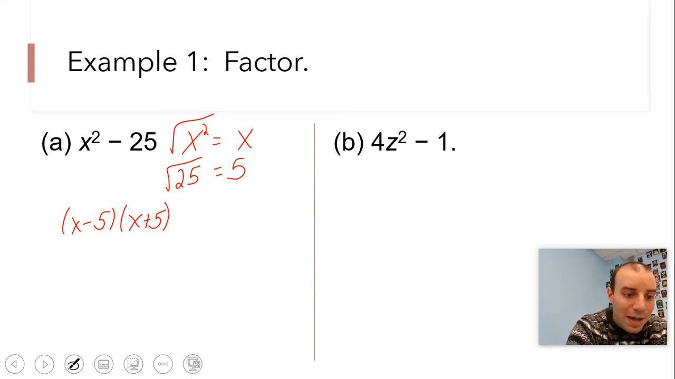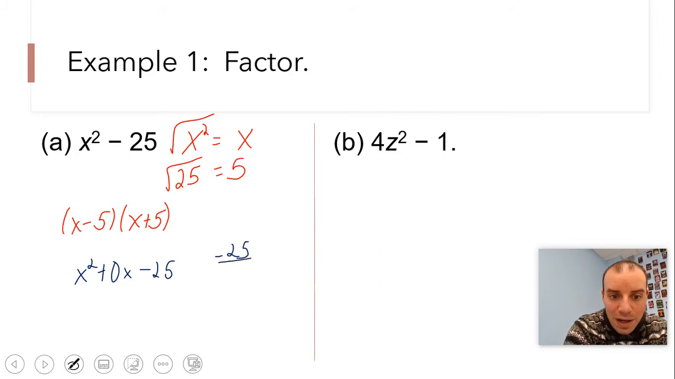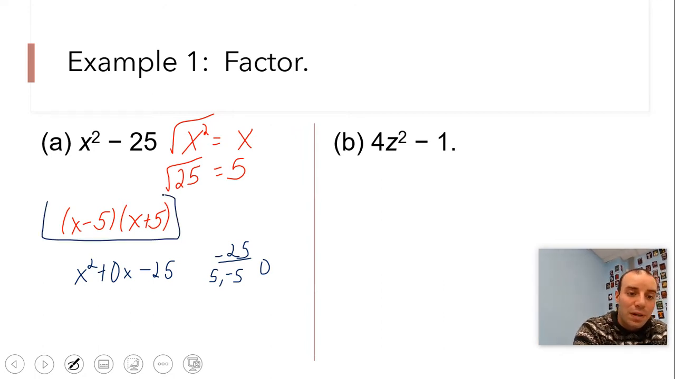Now, if you're confused by that, you can just think to yourself, okay, let me rewrite this as x squared plus 0x minus 25, and then come up with values that are going to multiply to negative 25 and add to 0, which is obviously 5 and negative 5. Okay? So there's my answer there.